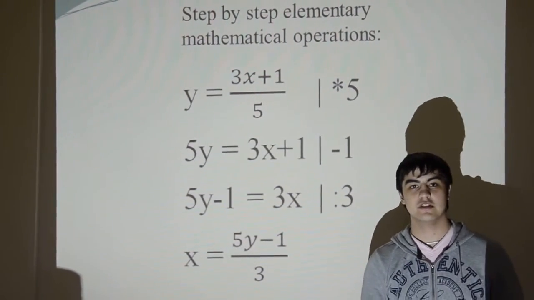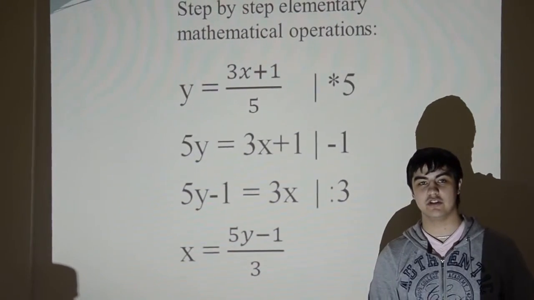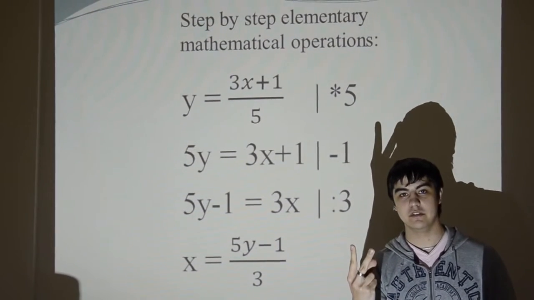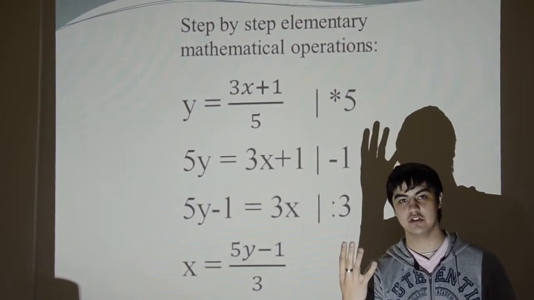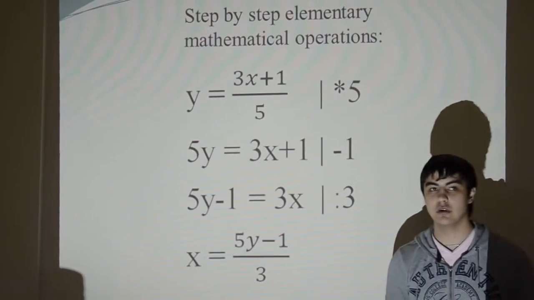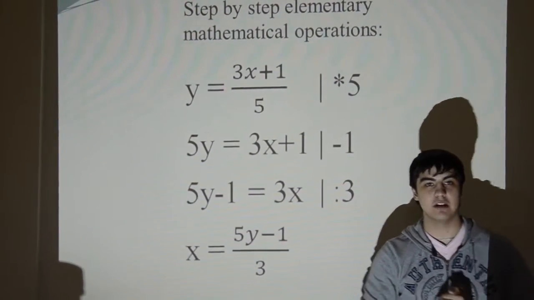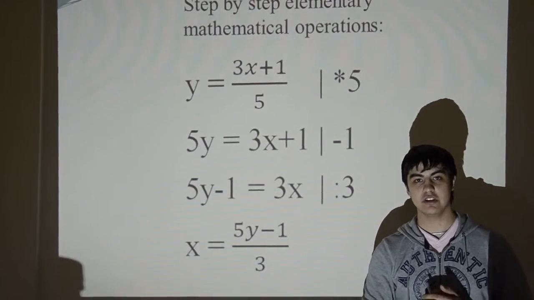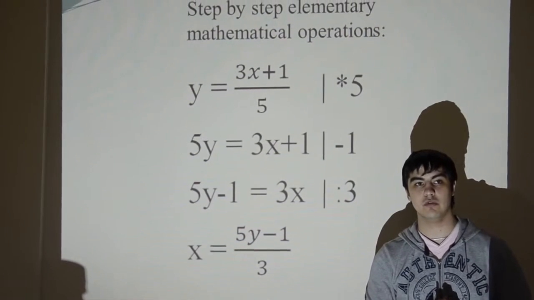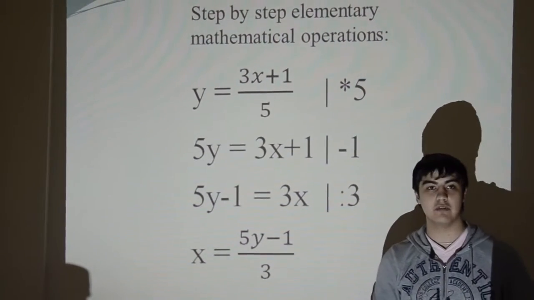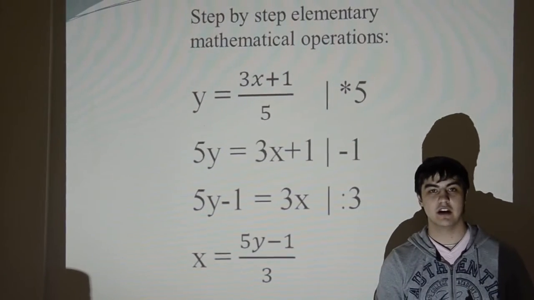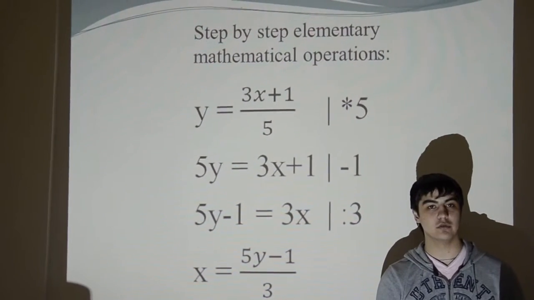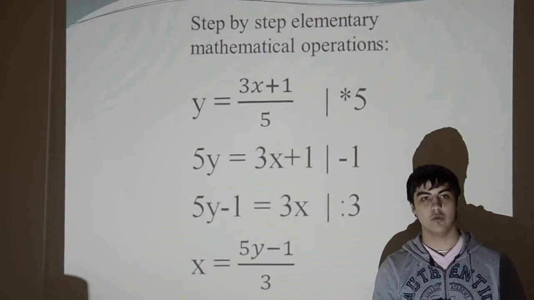Now we should do steps with elementary mathematical operations. Elementary mathematical operations include subtraction, addition, multiplication, and division. First, our step will be to multiply both parts by 5, and we will have 5y is equal to 3x plus 1. Our next step will be to subtract 1 from both parts, and we will have 5y minus 1 is equal to 3x. And our last step will be to divide both parts by 3, and we will have x is equal to (5y minus 1) over 3.